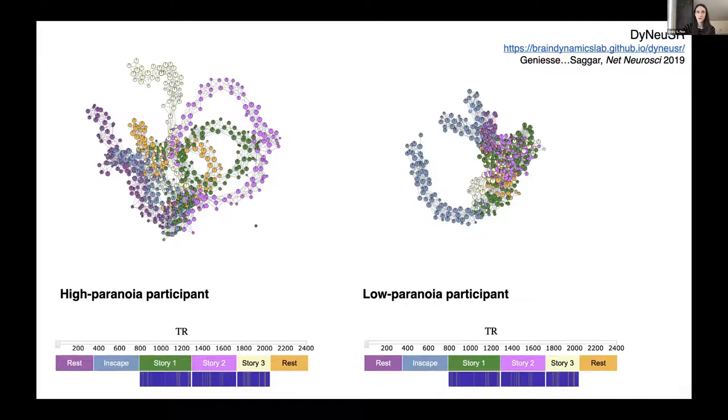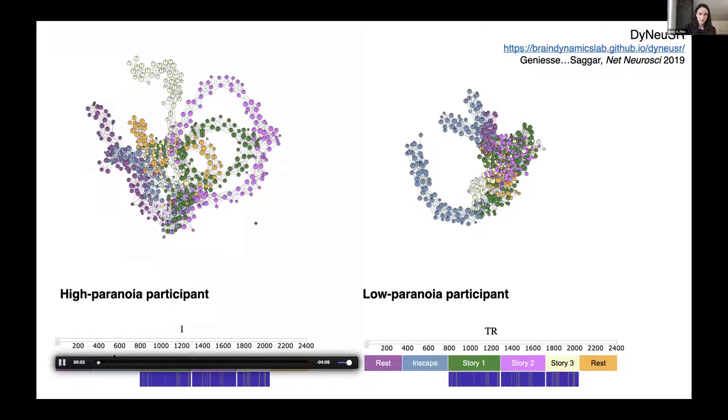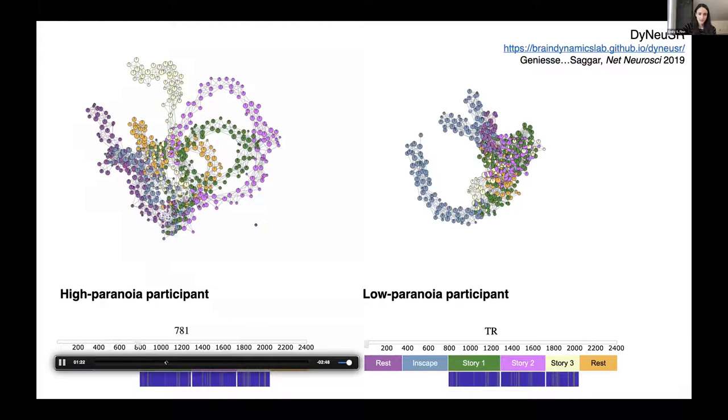You can see this loopy structure, so to speak, in their graph, where certain events in the story might trigger excursions out into these parts of the graph. I can play this movie and scrub through until we hit the story. This is where the story starts. Where they are in the graph is highlighted in white on the nodes. They enter the story now in this first part, and then have this excursion out into this loop, and then come back to the middle.